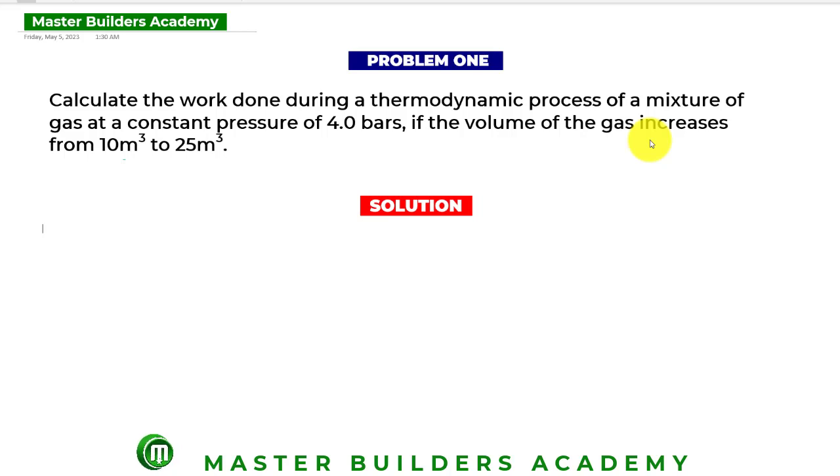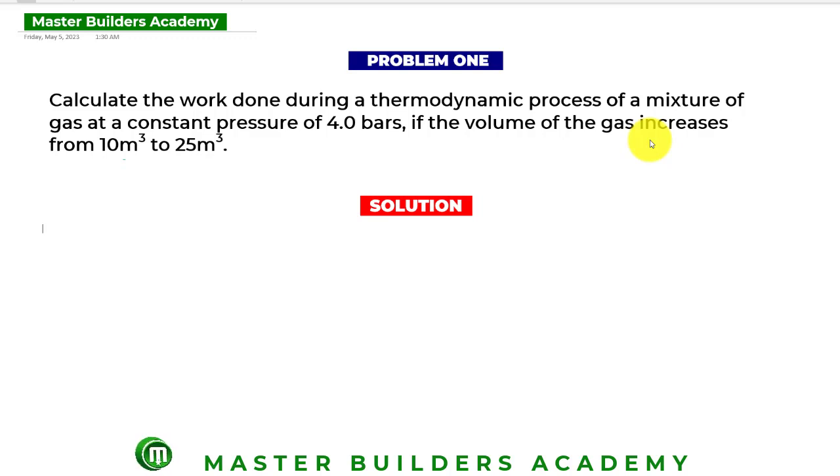All right, guys, now on this part, we have the very first question, number one. We are asked to calculate the work done during a thermodynamic process of a mixture of gas at a constant pressure of 4.0 bars, if the volume of the gas increases from 10 meter cube to 25 meter cube. Remember, we are asked to calculate work done.